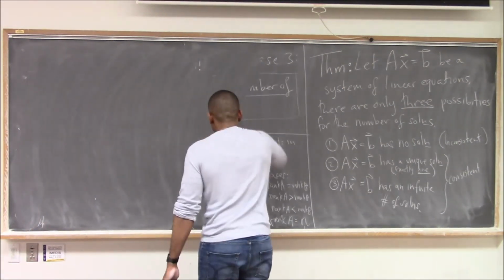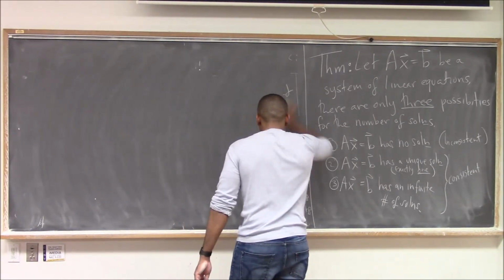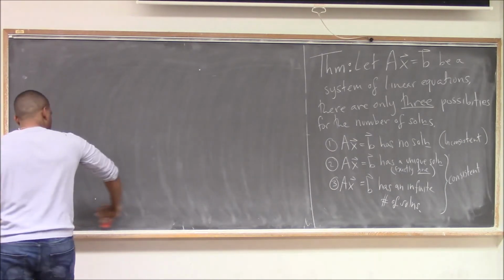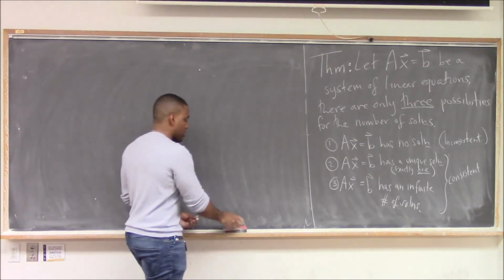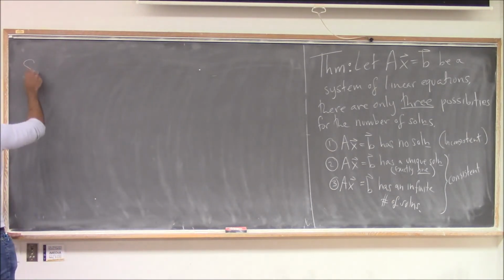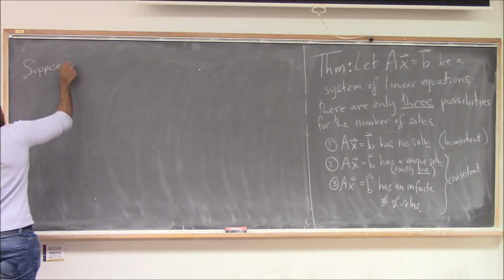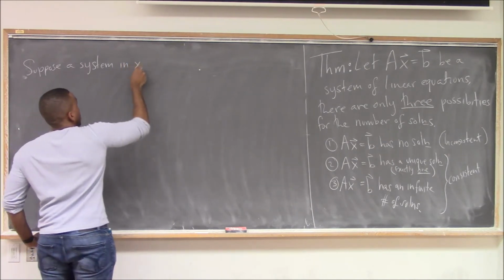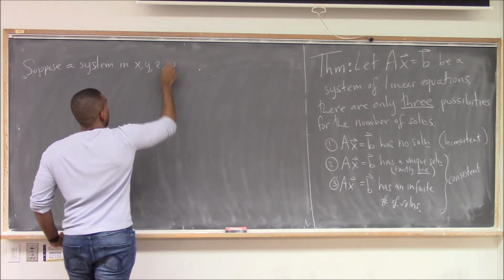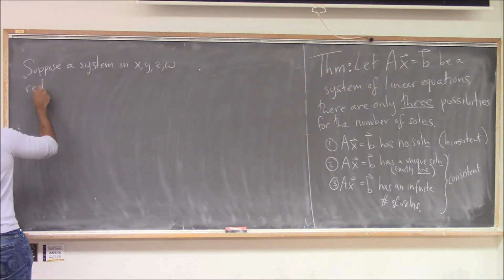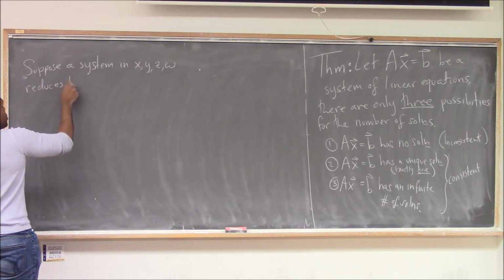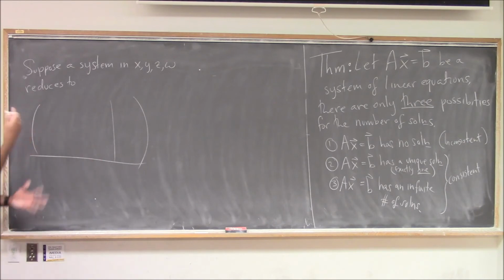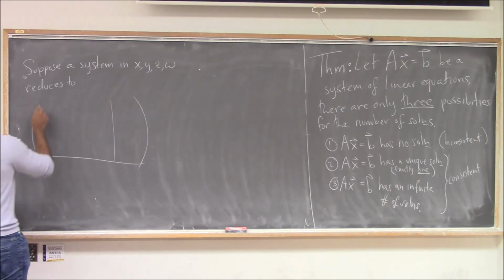That's it for today. We'll do a lot more, but I want you guys to look at this case and just tell me the solutions here. We're not going to reduce. I'm going to give you a reduced form. Suppose a system in X, Y, Z, W reduces to, so I'm going to give you the matrix. This is after we did row operations to bring it to reduced echelon form.